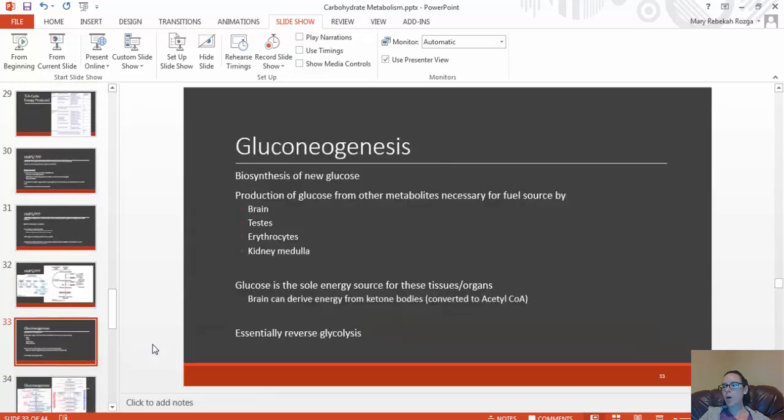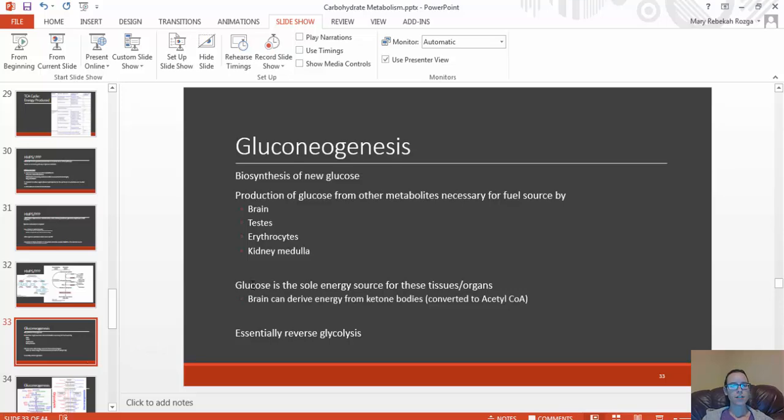Okay, so we talked about glycolysis. Now we're going to switch gears and talk about gluconeogenesis. So this is the biosynthesis of new glucose from other substrates. And gluconeogenesis is necessary for tissues that rely heavily on glucose and can't utilize other substrates for energy, or have very limited ability to do so, such as the brain.